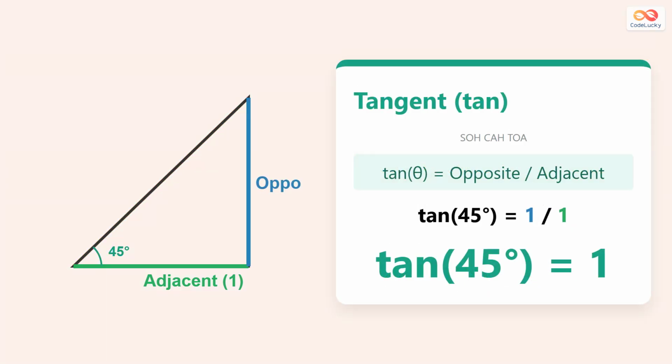Finally, let's find the tangent. Tangent is opposite over adjacent. The opposite side is 1, and the adjacent side is also 1. 1 divided by 1 is simply 1. So, the tangent of 45 degrees is exactly 1.